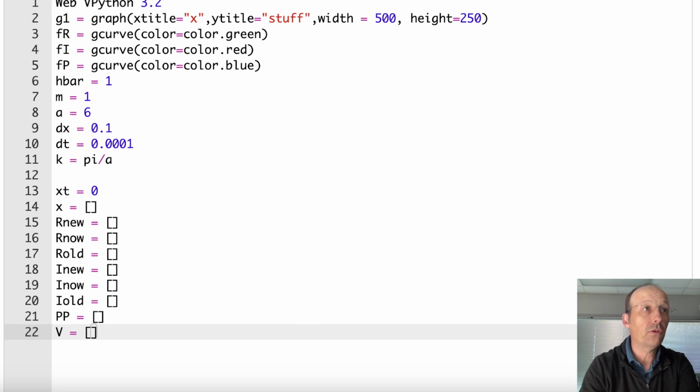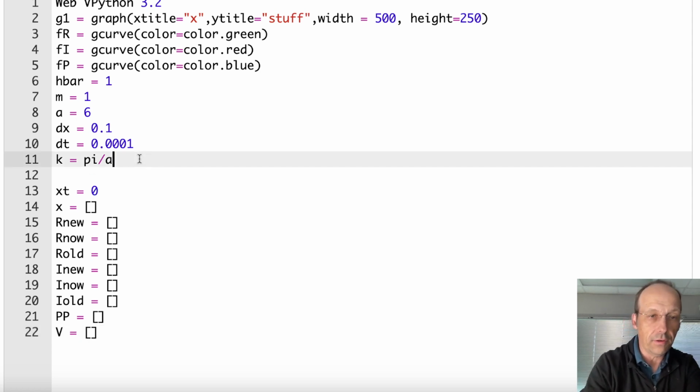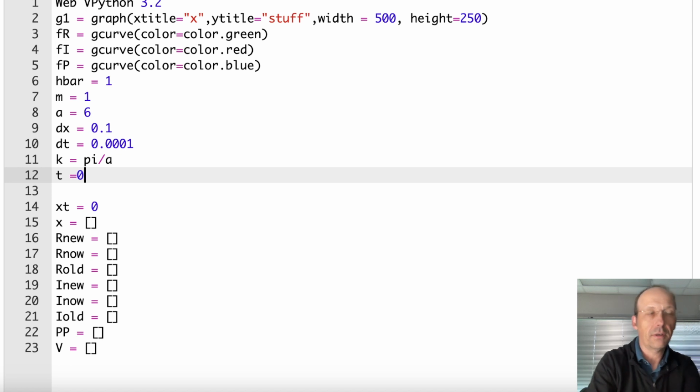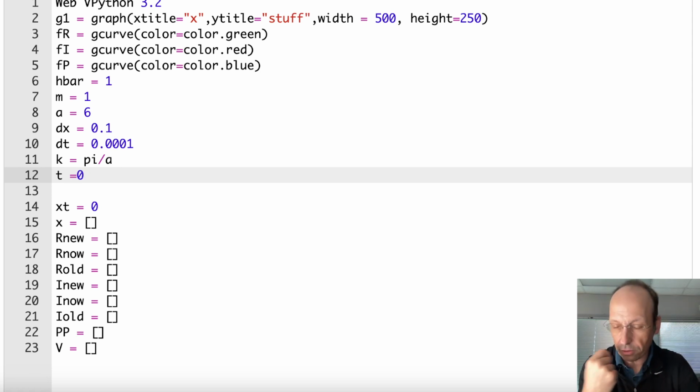I need one more thing too. I'm going to need t is 0. Okay. Now I'm gonna plot my two solutions. I have C1 sine kx plus C2 sine 2kx.